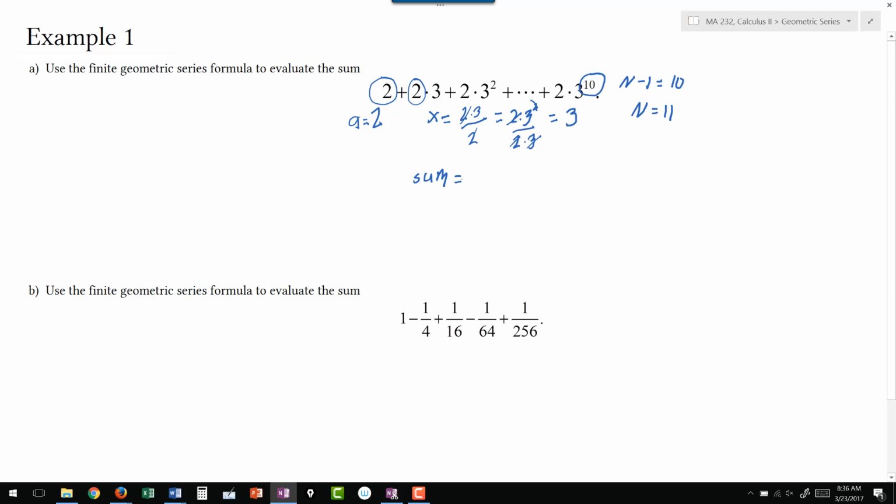So overall, our sum of these 11 terms we can find just by plugging into a formula rather than having to add them all up. So plugging in a equals 2 and x equals 3 and n equals 11, we just have a couple of computations to do to get the end result.